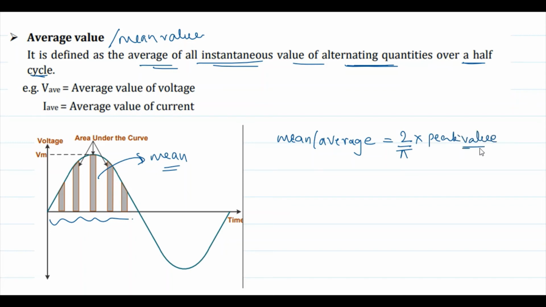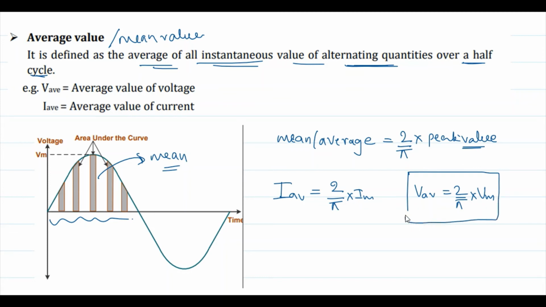So peak value is nothing but the maximum value of the instantaneous AC quantity, whether it may be voltage or current. If you represent the current, that is I average is equal to 2 divided by pi into I maximum or I naught. Similarly for the voltage we represent V average as 2 divided by pi into V maximum or V naught. So that is a peak value.